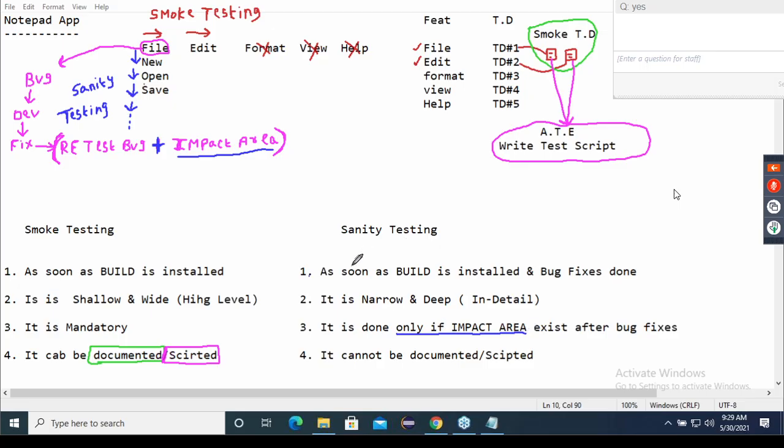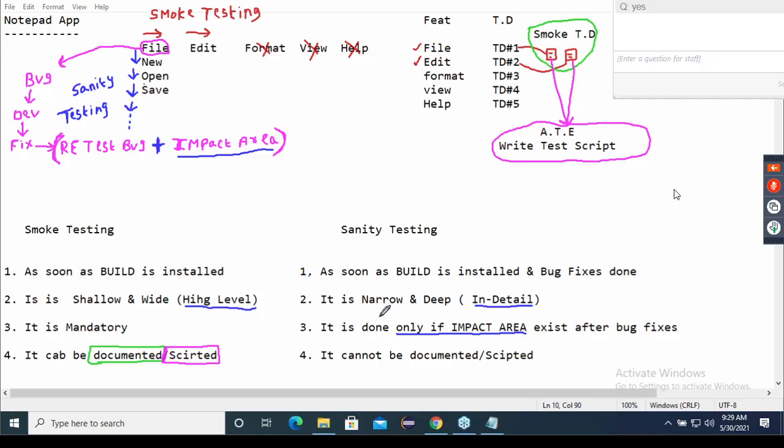So I've written: observe sanity as soon as the build is installed and the bug fixes are done. So two reasons should be there for sanity. Build is installed, obviously, and bug fixes are also done. And the second point, guys: sanity is narrow and deep, meaning sanity is in detail, whereas smoke is high level.